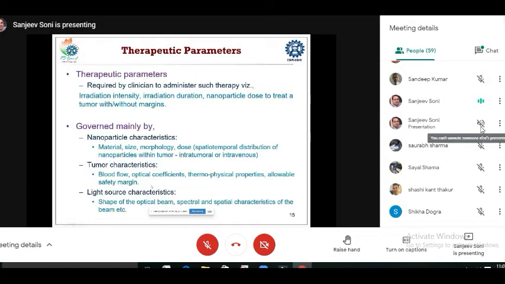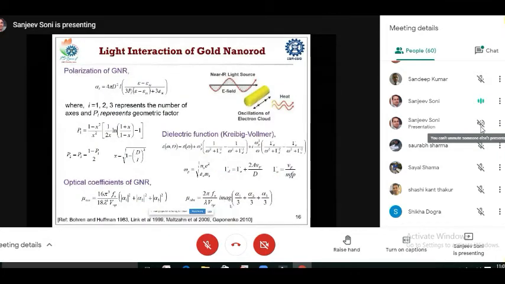And then also the characteristics of the radiation, the source we are using, its spectral form, spatial form, as well as the shape and size of the optical beam. The foremost thing is that we should model how the interaction of nanoparticles and light occurs, because that will give us the absorption coefficients, how much energy of that particular light will be absorbed within the tissue.